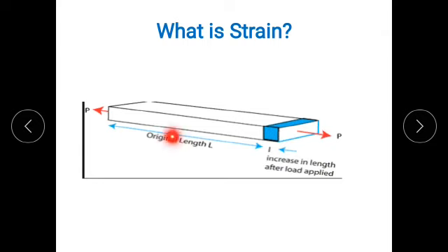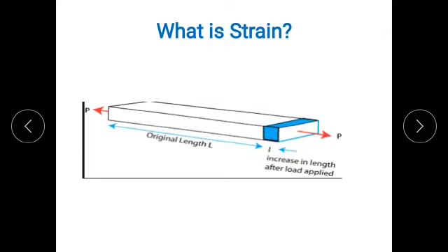And here it is observed that when force is applied, there is an increase in the length of the wire, or an increase in the shape and size of the object. But it lasts only while the force is present. If the force is released, it returns to its original length. See here, this capital L is the original length, and this small l is the increase in length.